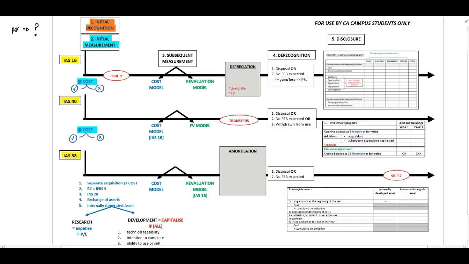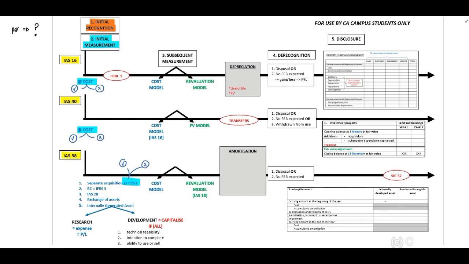Now, when we look at IAS 38, there are 5 different types of how an intangible asset can be acquired. Now, the first type will be based on a separate acquisition. Then you need to recognize this asset at cost. Again, IAS 38 will indicate to us certain costs will be included and certain costs should be excluded.